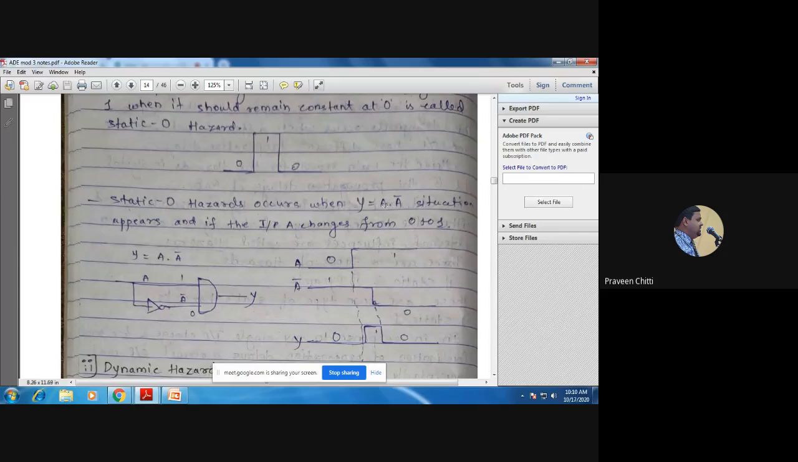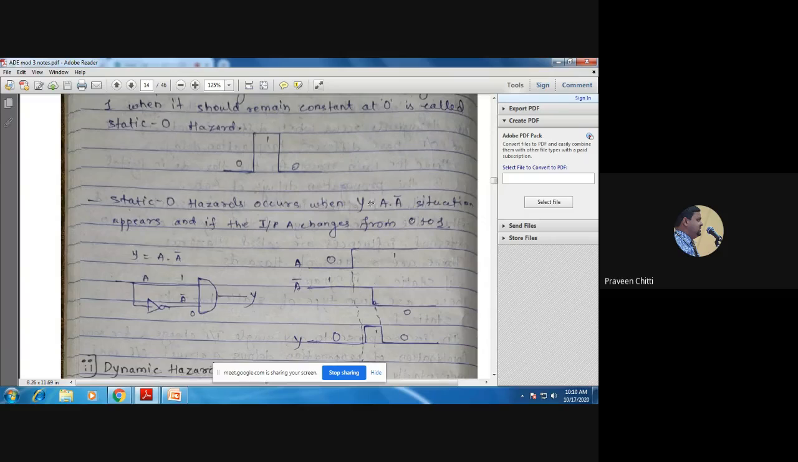What is the output of a dot a bar? A dot a bar will always be 0 irrespective of what input A takes. When A takes 1, 1 and 0 will be 0. When A takes 0, 0 and 1 will be 0. Always when you come across such a situation, A dot a bar, you come across a hazard, that is static hazard, called static 0 hazard. The same thing is explained here.